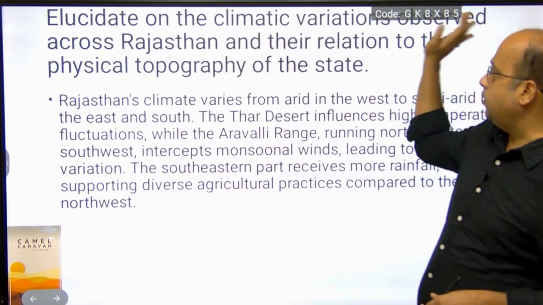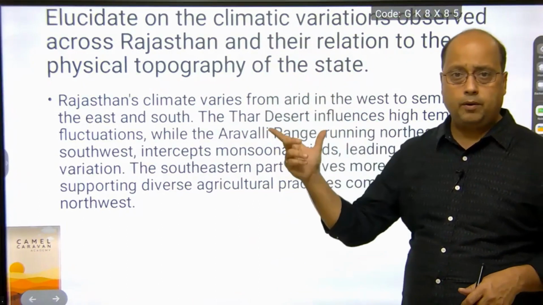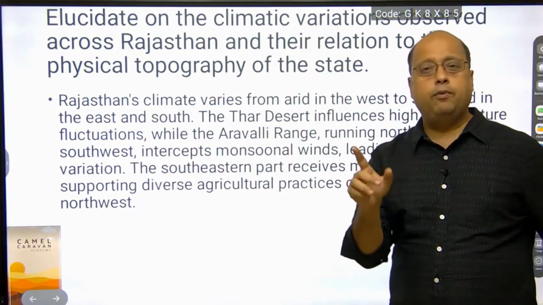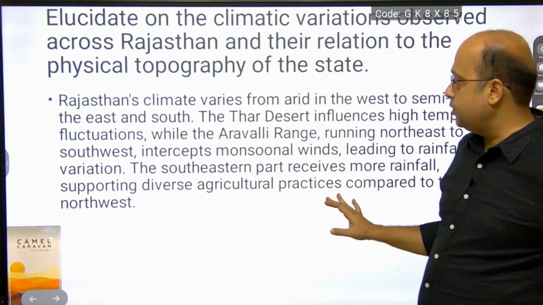See, elucidate the climatic variation across Rajasthan and their relation to the physical topography. You have to address it in 50 words, right? So see how we have started.